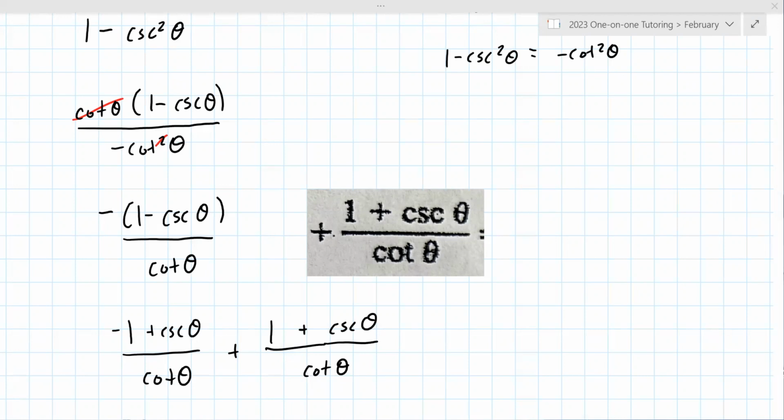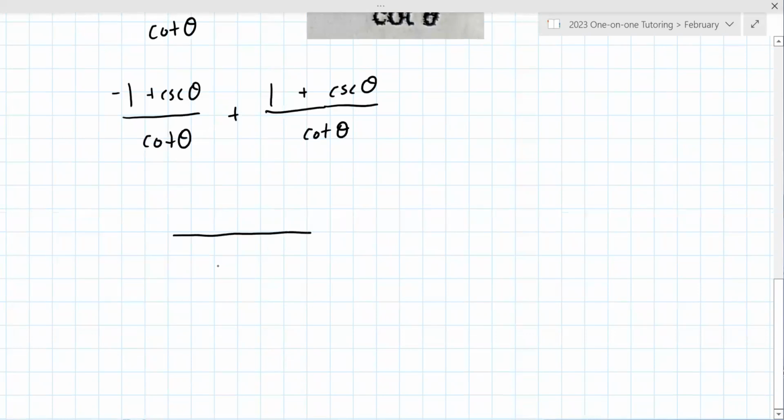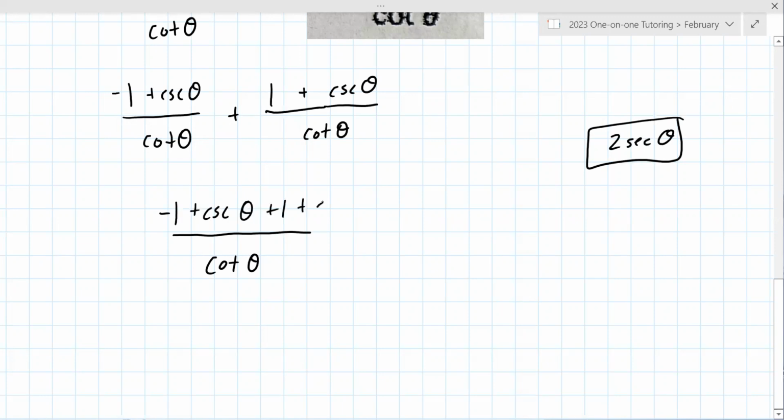You see anything here? Well, their denominators are the same. Yes, and then you want to combine them now. At some point, because your right side is 2 secant theta, that's your goal. You want to say, how can I get to that? Well, I've got to combine these things eventually. -1 plus cosecant theta plus 1 plus cosecant theta.